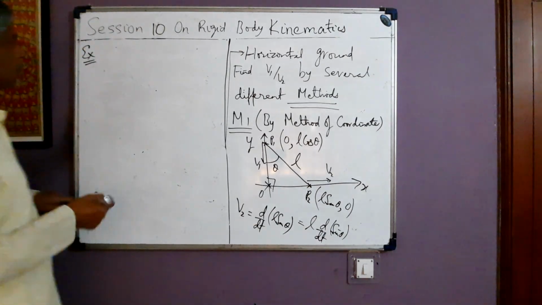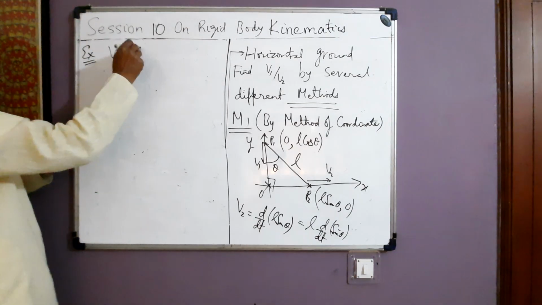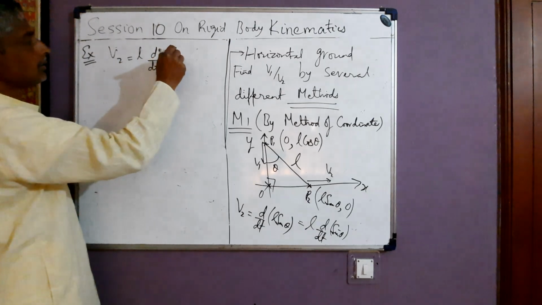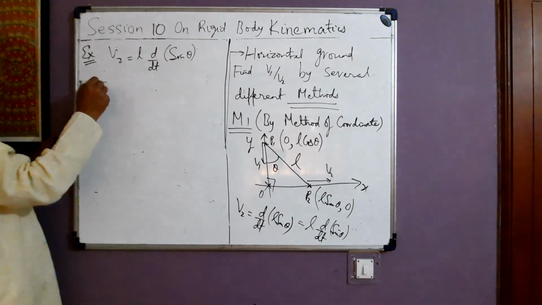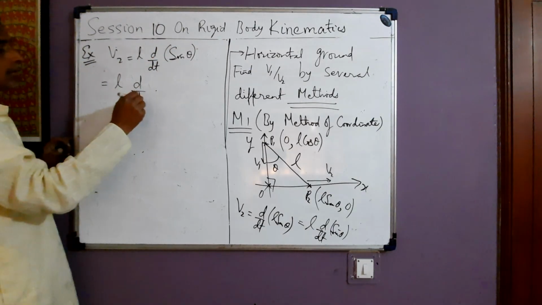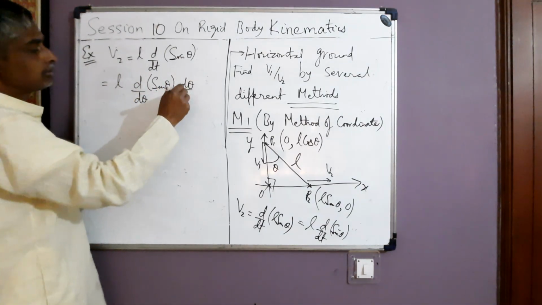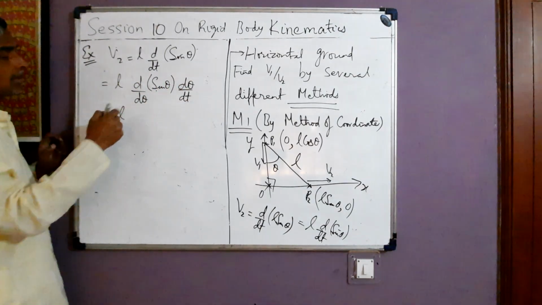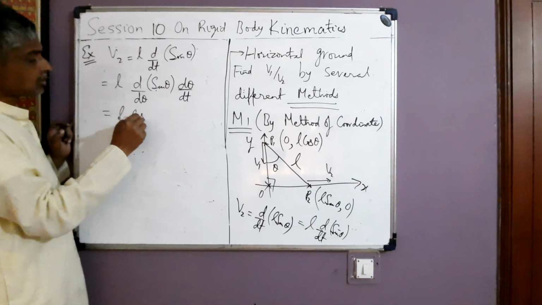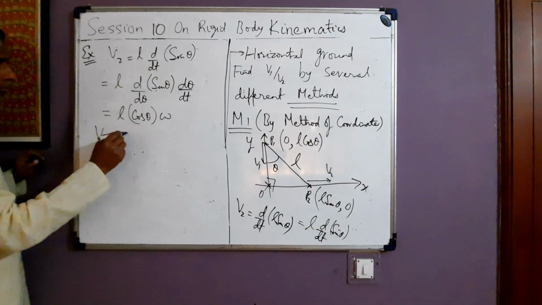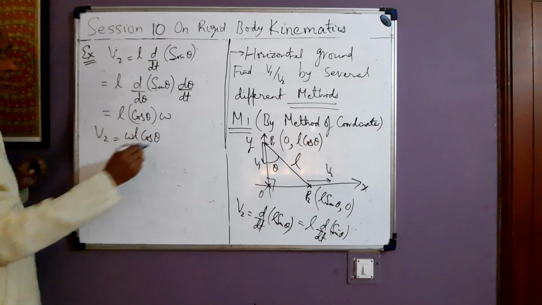Now V2 will be L d by dt of sine theta. So this becomes L times d by d theta of sine theta into d theta by dt. D by d theta of sine theta becomes cos theta. D theta by dt is omega. So V2 is equal to omega L into cos theta.